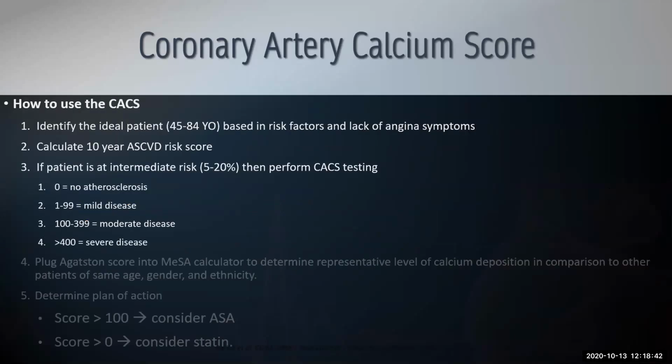So how do you use it? You're going to first identify the ideal patient, someone that's 45 to 84, someone we can use that 10-year ASCVD risk score on, that has risk factors but doesn't have true anginal symptoms. And then you're going to calculate the 10-year score on them. And if the patient is at the intermediate risk of 5 to 20%, then you can consider performing the coronary calcium score.